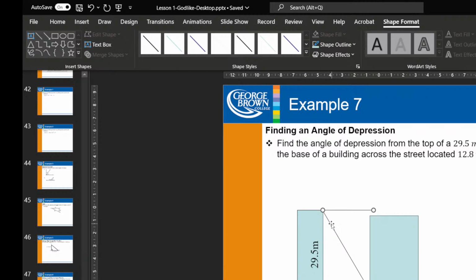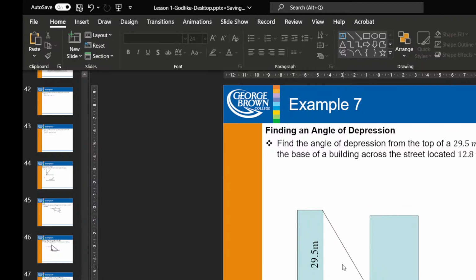Or is this the angle of depression? That's where people get a little bit messed up. They're like, well, Tom would never ask that question because, you know what? Tom keeps it simple, and he'd probably want me to draw a triangle just like this. In your mind, guys, always think that.